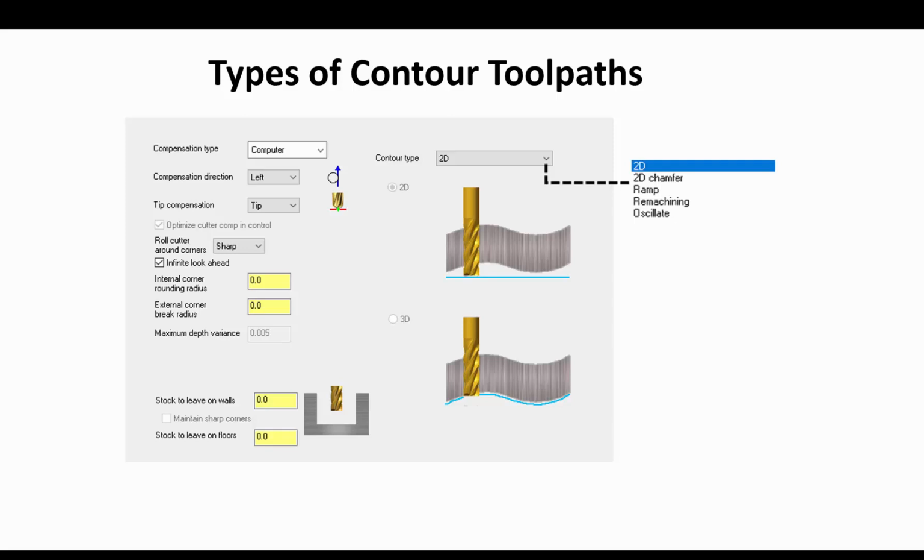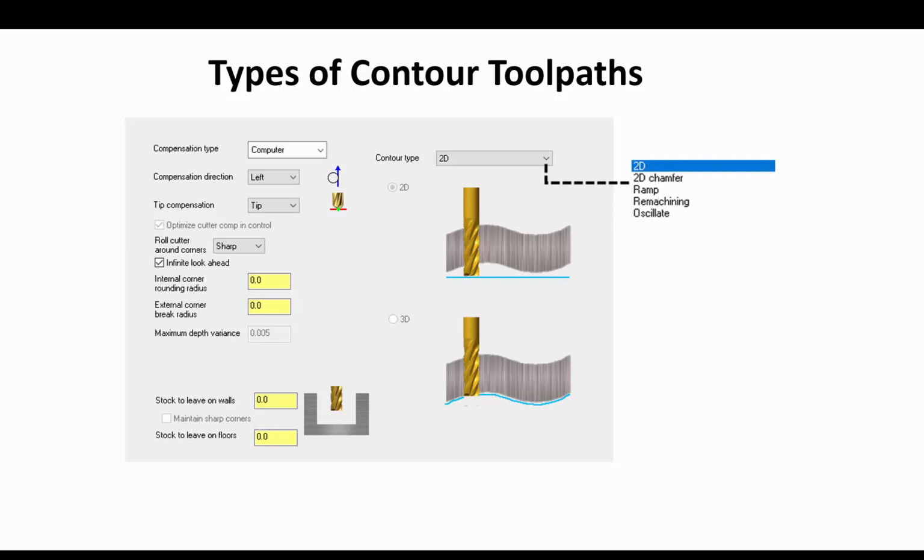In this video, I'm going to explain the types of contour toolpaths. Contour toolpaths remove material along a path defined by a chain of curves. Contour toolpaths only follow a chain, they do not clean out an enclosed area. You can select an unlimited number of chains for each toolpath. You can create either 2D or 3D contour toolpaths.